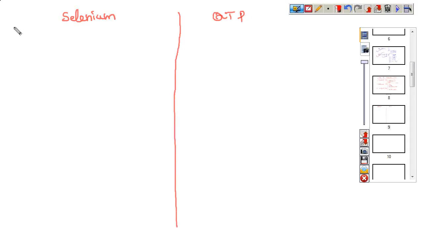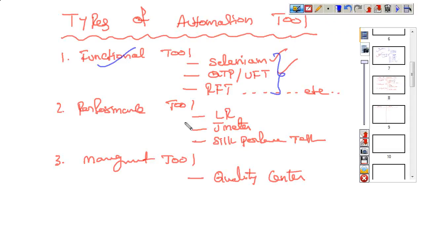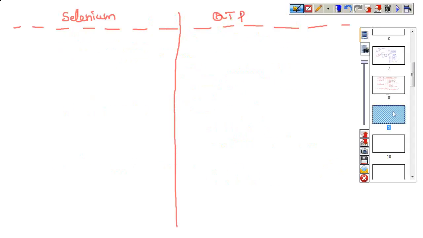Now we need to understand here, observe. Here we have different types of tools. Functional tools, these are our 3 tools. There are so many, but these are very popular. And performance tools, these 3. Management tool, Quality Center. Now we are planning to discuss Selenium and QTP. Both are functional tools only. So what is the difference? That is what we need to look at.